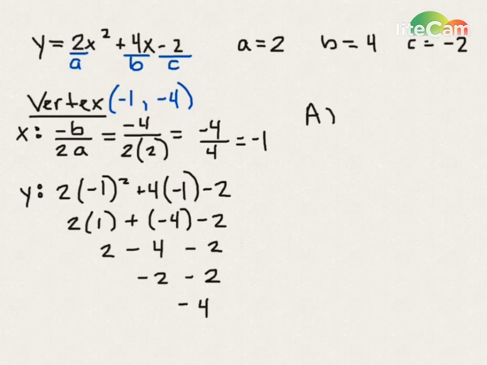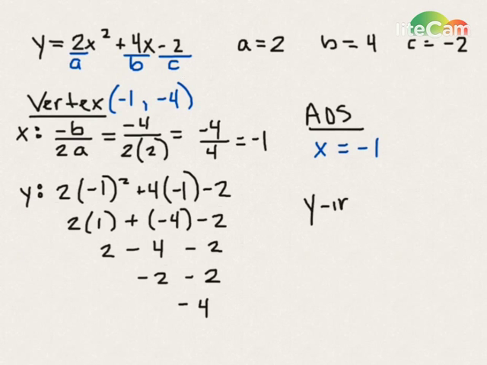Next, we want to find our axis of symmetry, and I'm just going to abbreviate that as AOS. The axis of symmetry is just the line that cuts the parabola in half. Since it goes through the vertex, all we have to examine is the x value of the vertex, and our equation is x equals negative 1.